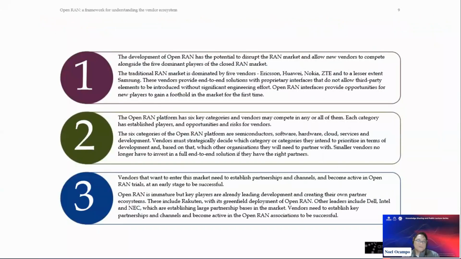So in summary, as I promised earlier, I do not want to bore you. I would have a very brief presentation. So number one, in summary of what we have discussed and the discussion of the other presenters, the development of the Open RAN has the potential to disrupt the RAN market. Why? Because it allows new vendors to compete alongside the 5 dominant players of the closed RAN market. So as you can see, Ericsson, Huawei, Nokia, ZTE would no longer be the dominant players, hopefully, in the next 3 years.